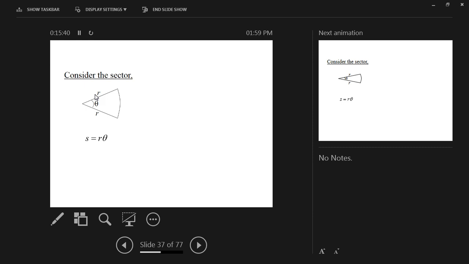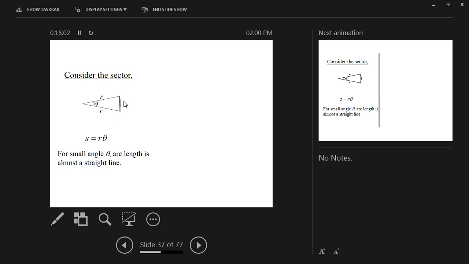Okay, right now I'd like you to consider something that you are familiar with. Consider a sector. We know that the arc length will be equal to r, which is the radius of the sector, multiplied by the angular displacement, which is theta. If the angle is very small, what can you say about the arc length s? It will be approximately a straight line. Okay, so for small angle, the arc length is almost a straight line.